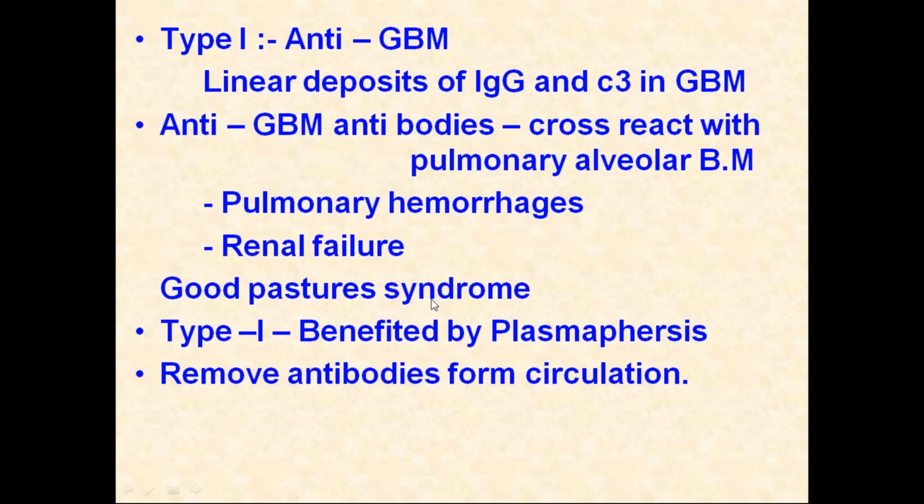So type 1, type 2, type 3. Type 1 is antibody to the glomerular basement membrane. On immunofluorescence you have linear deposits of IgG immunoglobulin as well as C3 complement on the glomerular basement membrane. The anti-GBM antibodies also cross-react with the pulmonary alveolar basement membrane, leading to pulmonary hemorrhages and renal failure, similar to Goodpasture syndrome. The patient is benefited by plasmapheresis, and the treatment is removal of anti-GBM antibody from circulation.